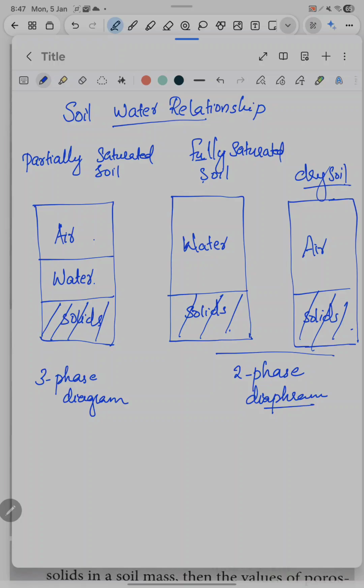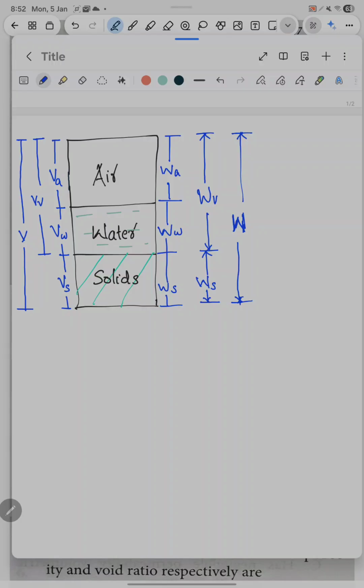And for studying the basic terms, we want to consider the three-phase diagram. Here we can see so many symbols. On the left side of this three-phase diagram, we are discussing volume symbols, and to the right of the three-phase diagram we will discuss the weight symbols. Okay, volume symbols and weight symbols.